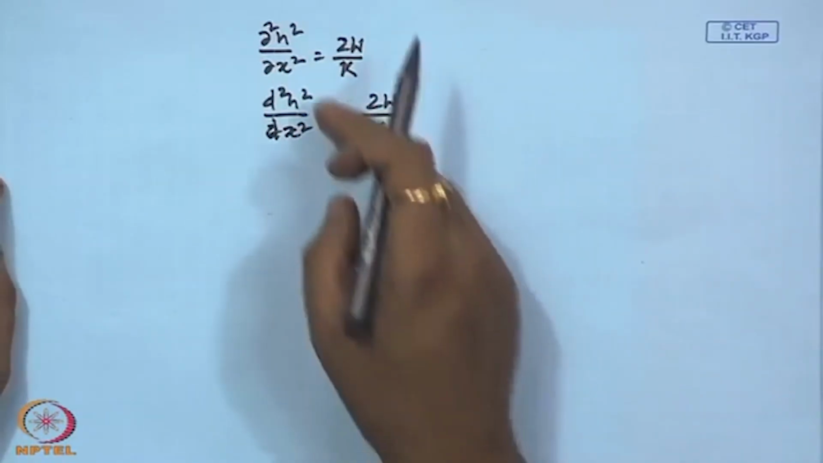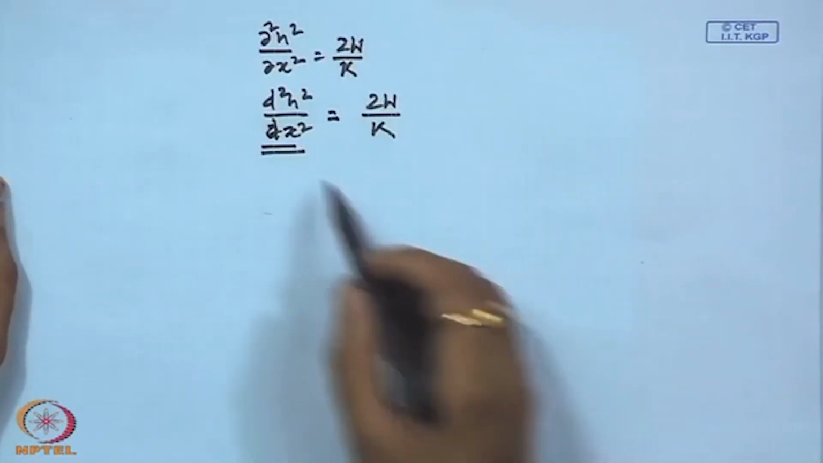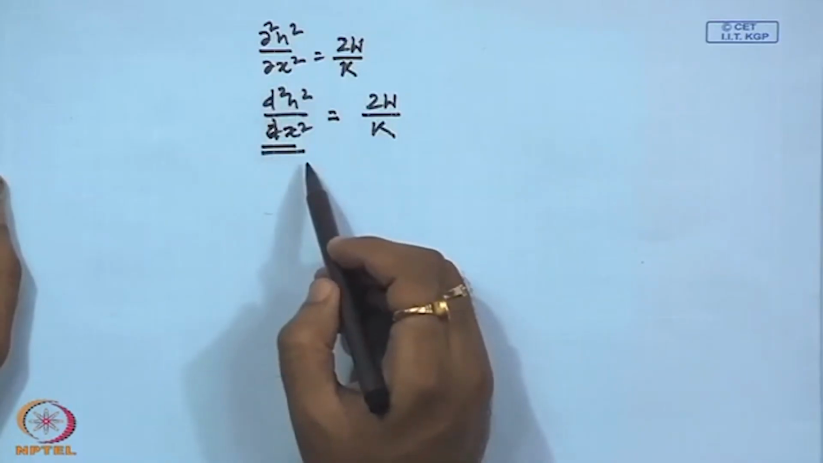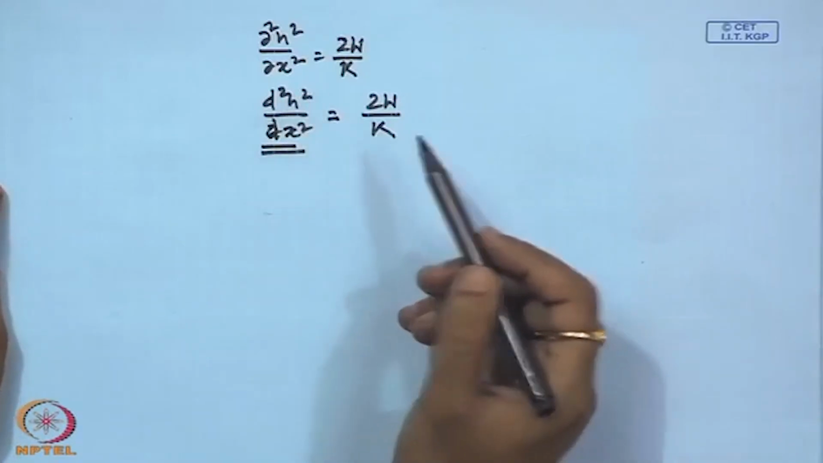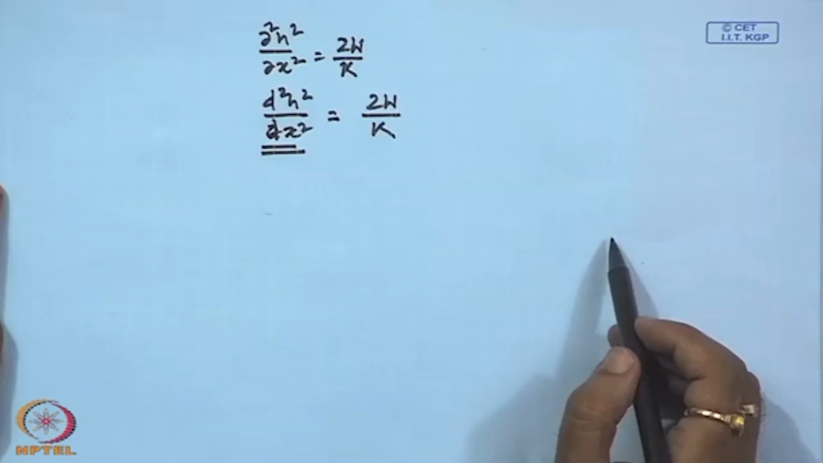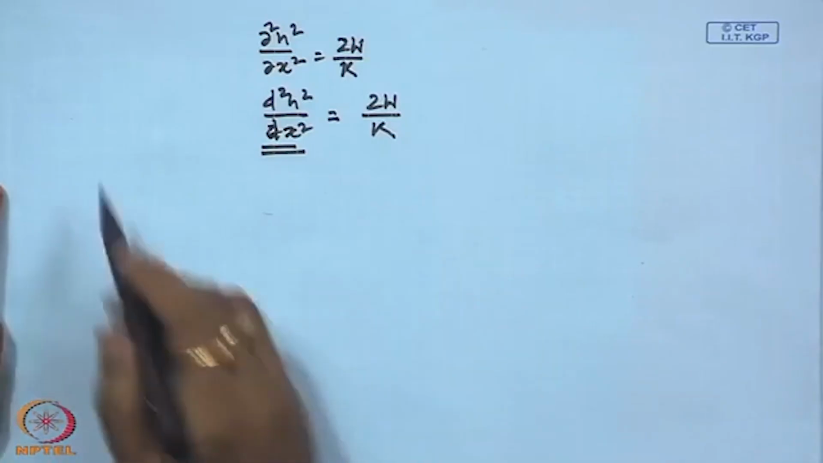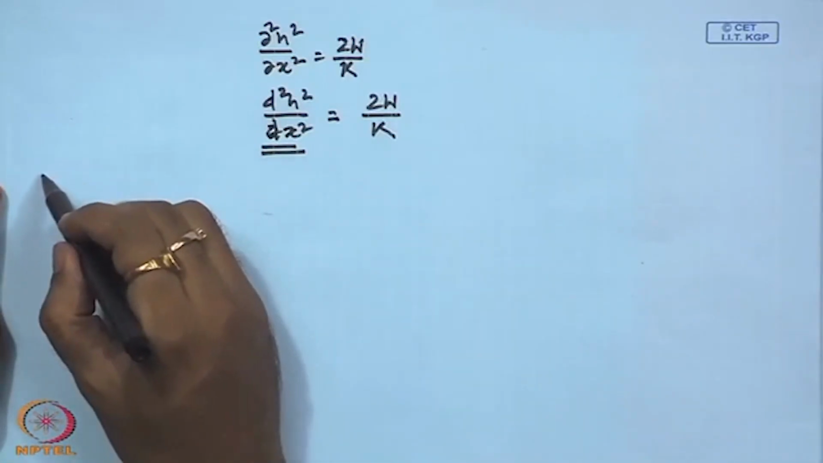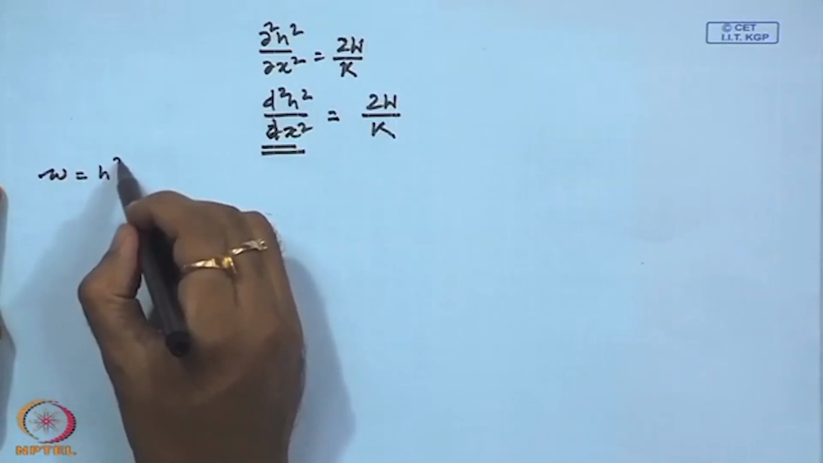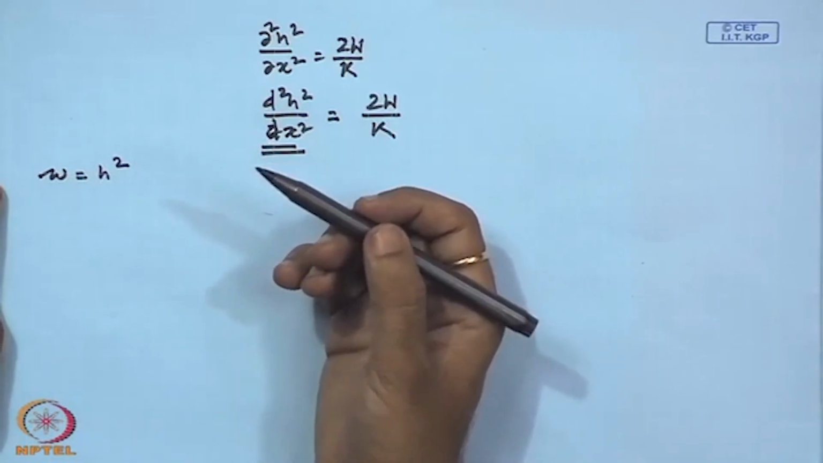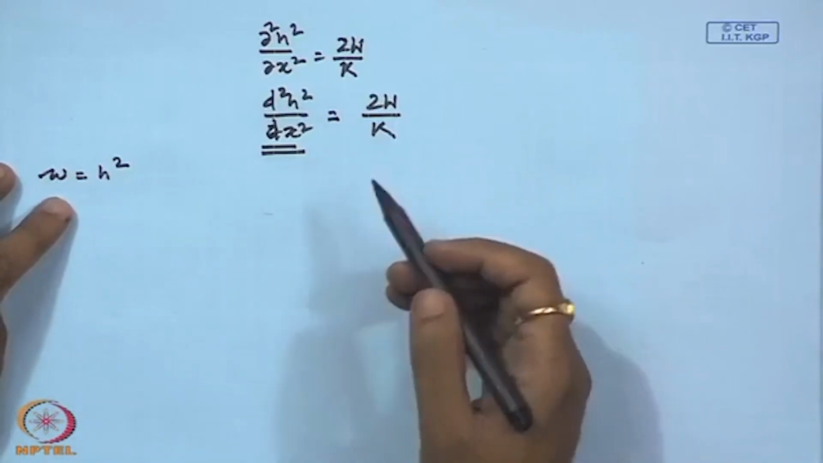Now, we can apply our finite difference discretization to this left hand portion, but the problem is that it has this H squared term. So, what can we do? We can substitute another secondary variable, let us say small w, and write it as H squared. With this replacement, our equation will become a linear equation.